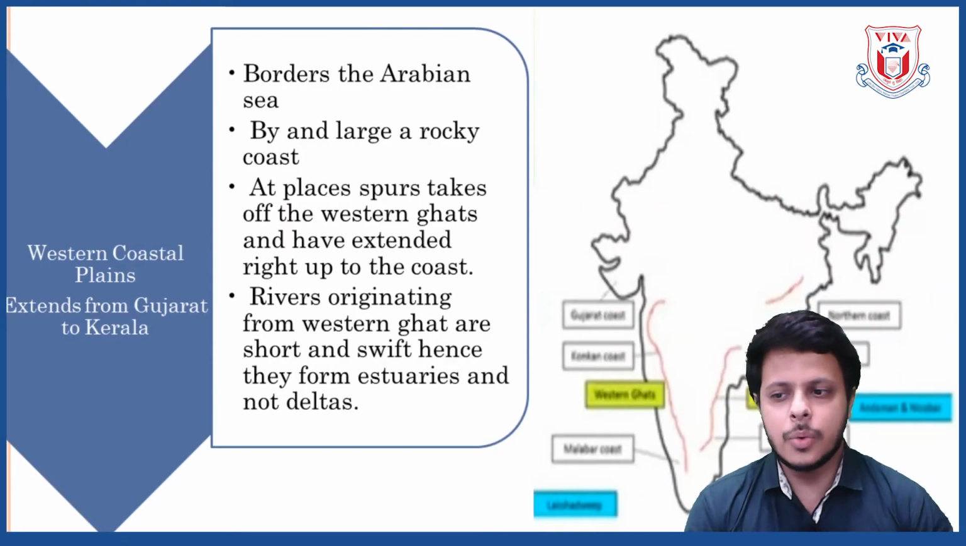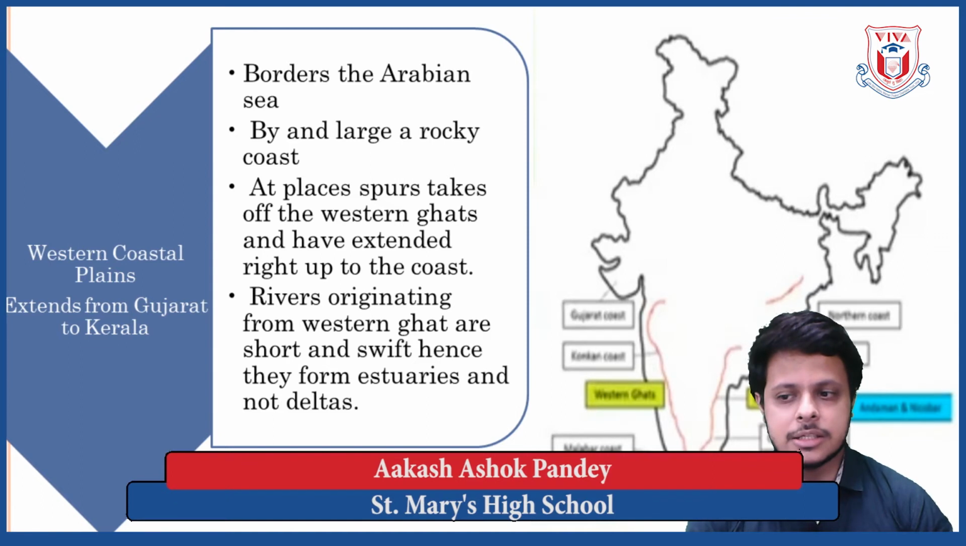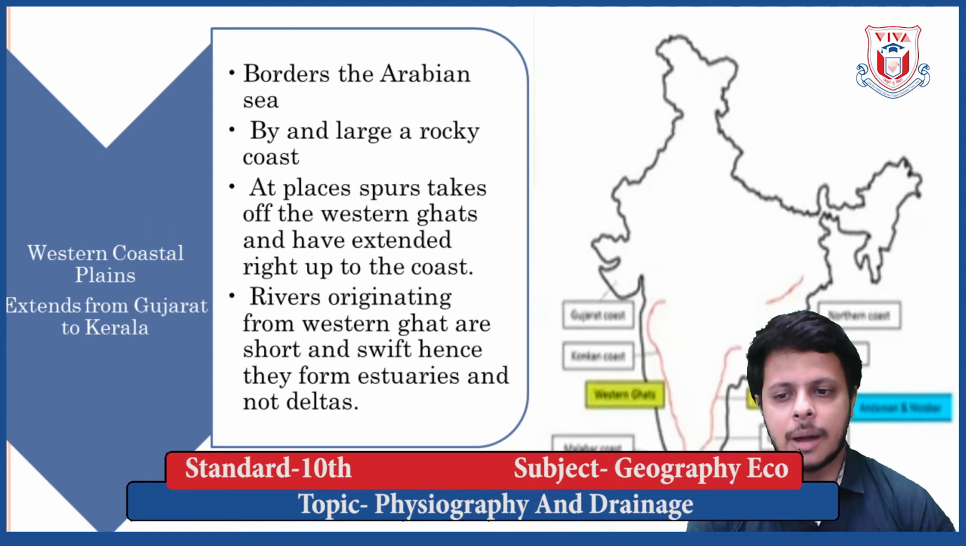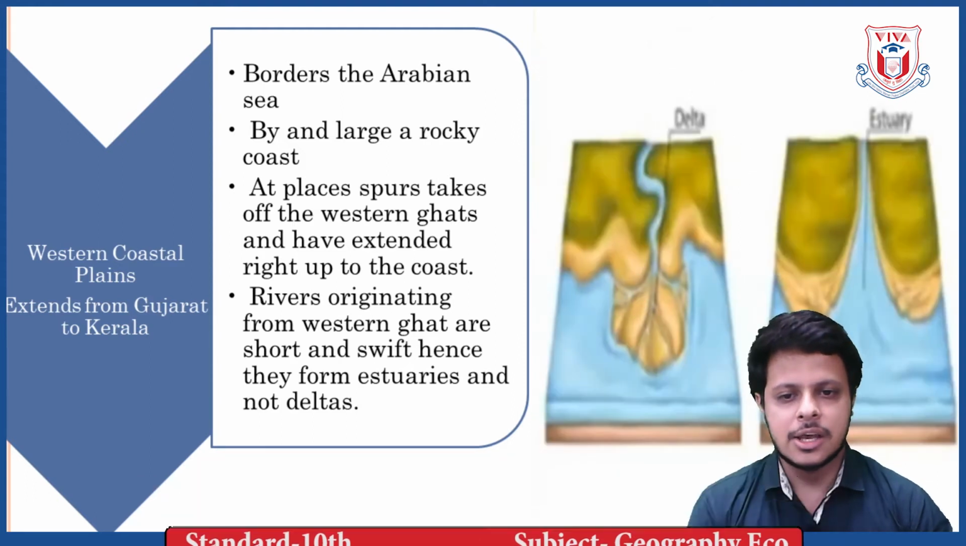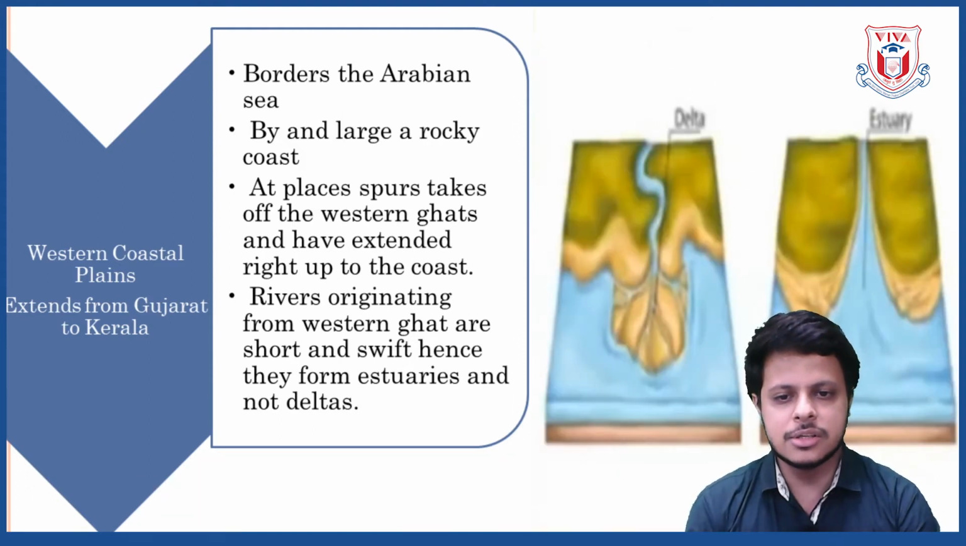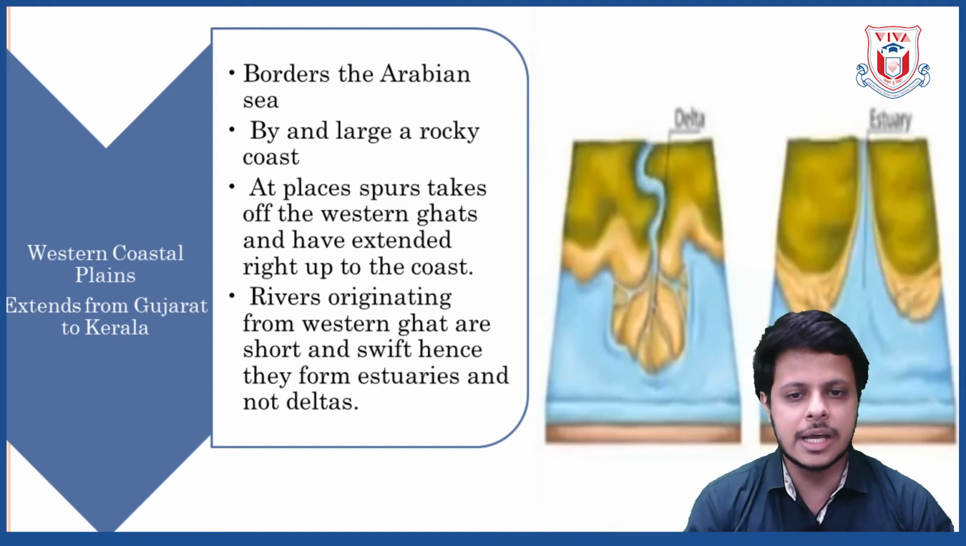Let's understand the western coastal plains, which extend from Gujarat to Kerala. It borders the Arabian Sea with a narrow and rocky coast. At places, spurs take off from the Western Ghats and extend right up to the coast. Rivers originating from the Western Ghats are short and swift, hence they form estuaries and not deltas. So you can see what estuaries are and how deltas are formed.